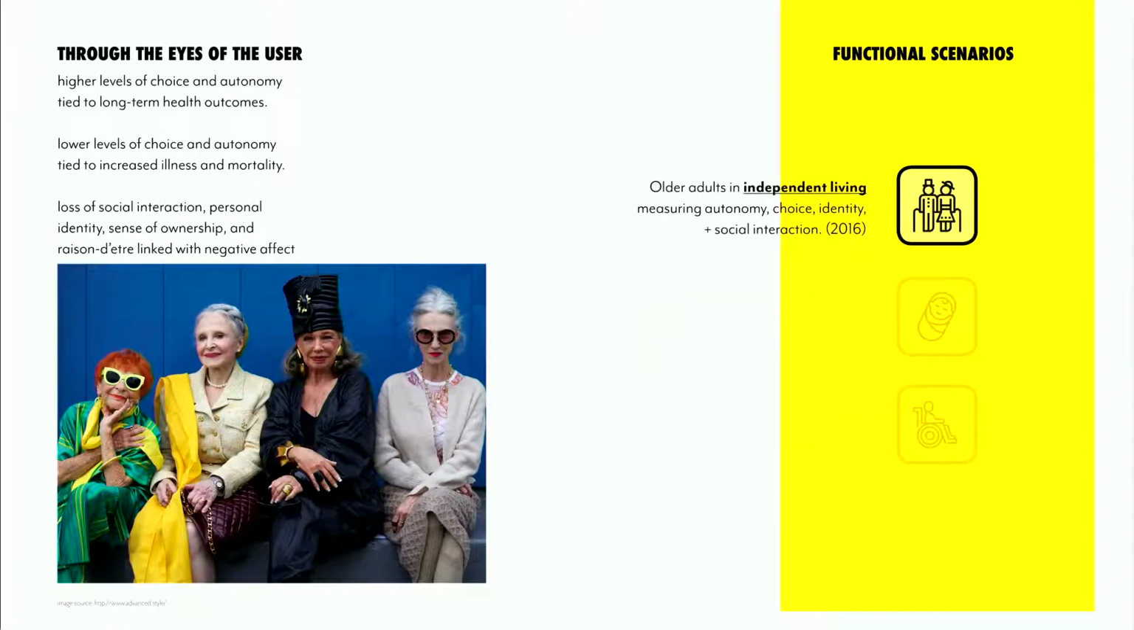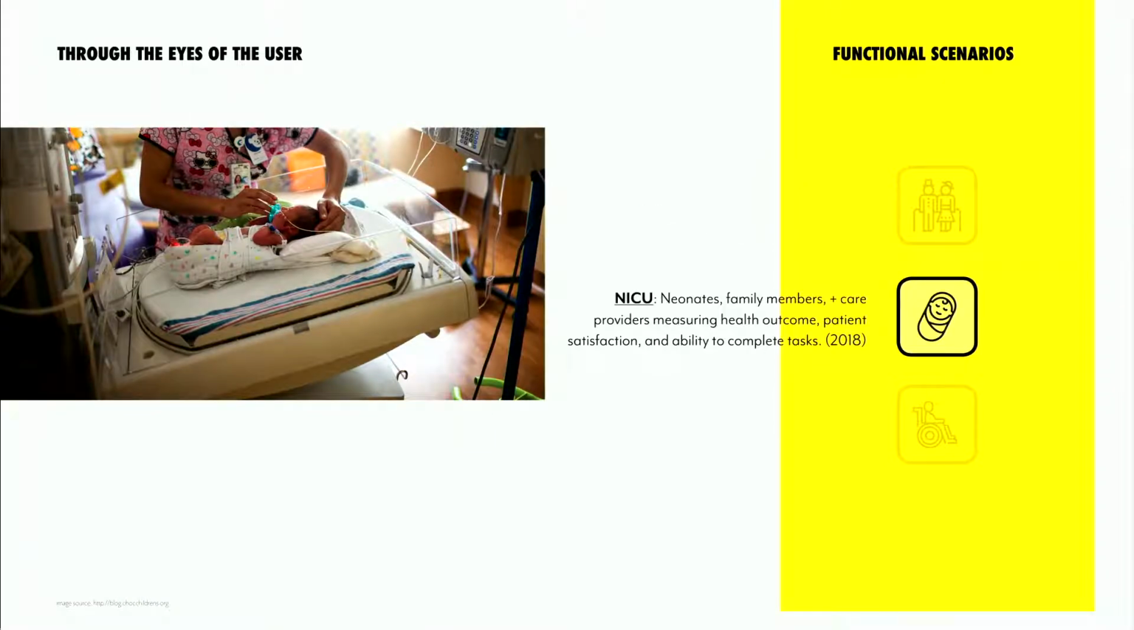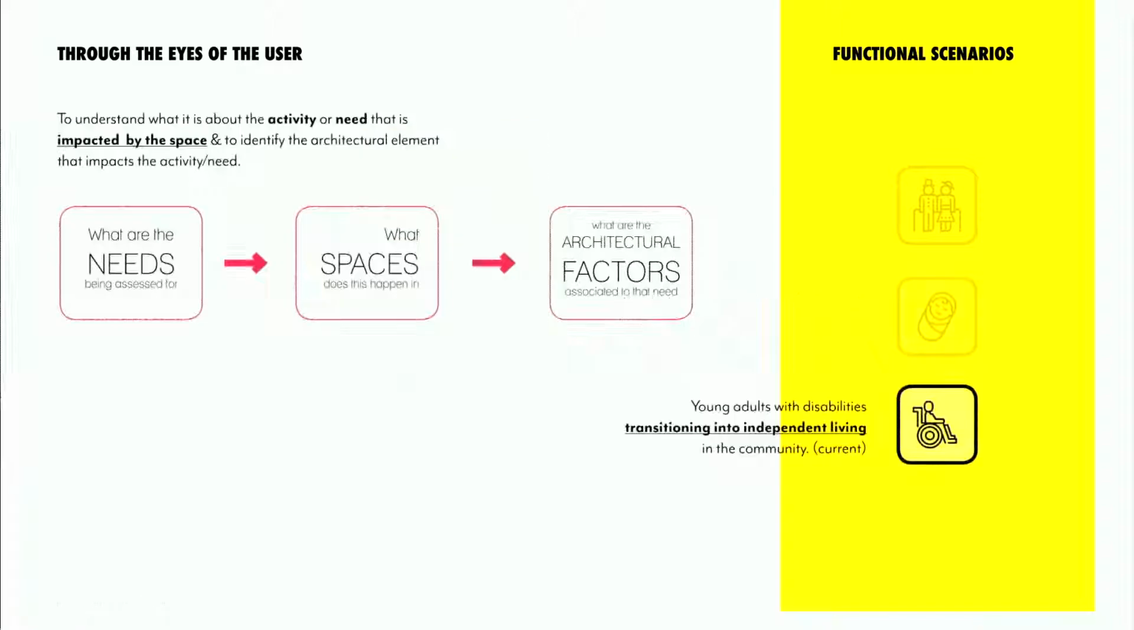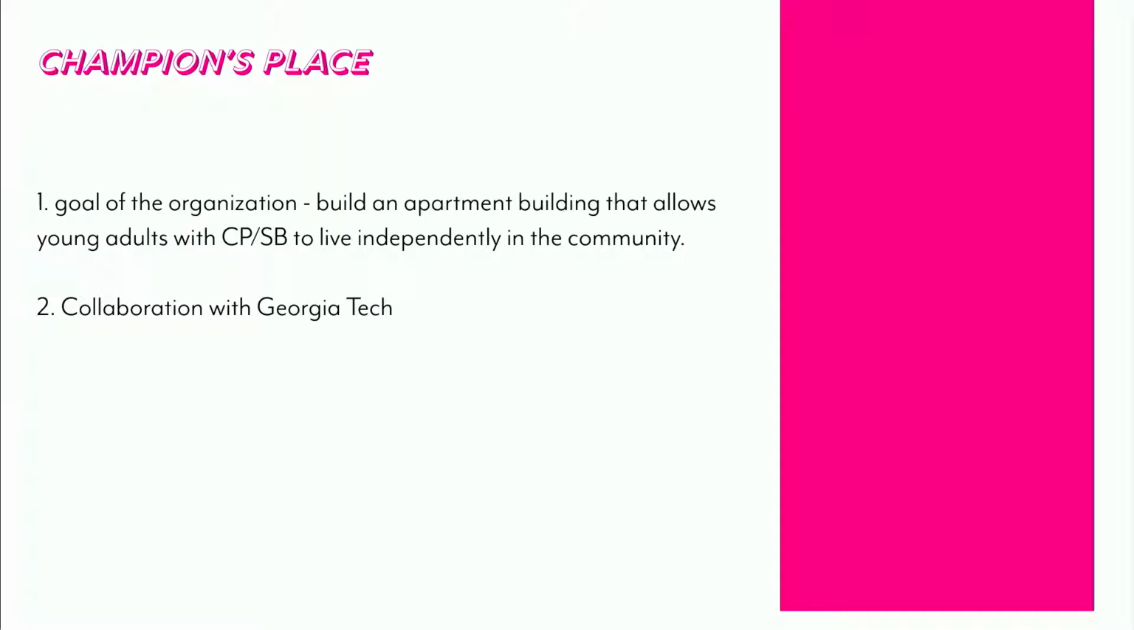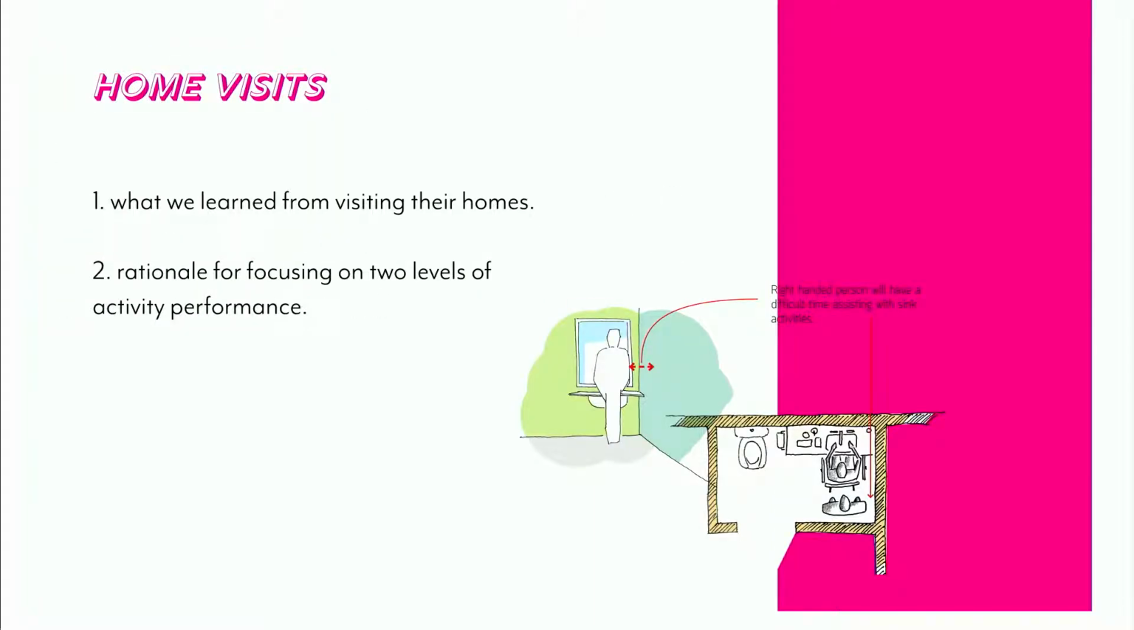In an independent living facility, it was looking at what the social needs were and what the choice and autonomy needs were that were being blocked by the environment, and how do you support that? In a neonatal intensive care unit, it was comparing the needs of physicians, nurses, babies, and family members to understand where they overlap or where they are in conflict with one another. And in this case, it was looking at how the design of the built environment can support or hinder someone's needs.